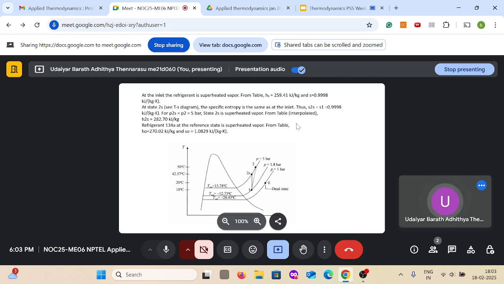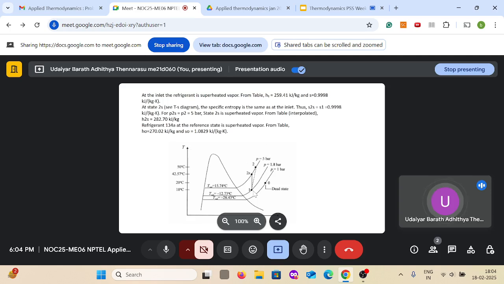So this is how the process looks in a TS diagram. Your compressor inlet is at state 1, your dead state is denoted by 0, which is at 1 bar and 20 degrees Celsius. My inlet is at 1.8 bar and 10 degrees Celsius. If you see the corresponding saturation temperature for 1.8 bar is minus 12.73. Since my inlet to the compressor is at 10 degrees Celsius, there is superheating. So close to 22.73 degrees Celsius is superheating. So I am lying here at state 1.